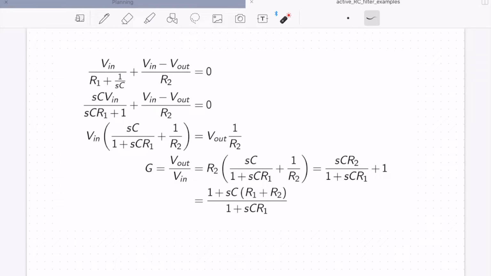But we can go ahead and take this part and multiply it by R2 because of that side, and we get SC R2 over (1 plus SC R1) plus 1. And then we can just multiply this one by (1 plus SC R1) over (1 plus SC R1), and we end up with this term.